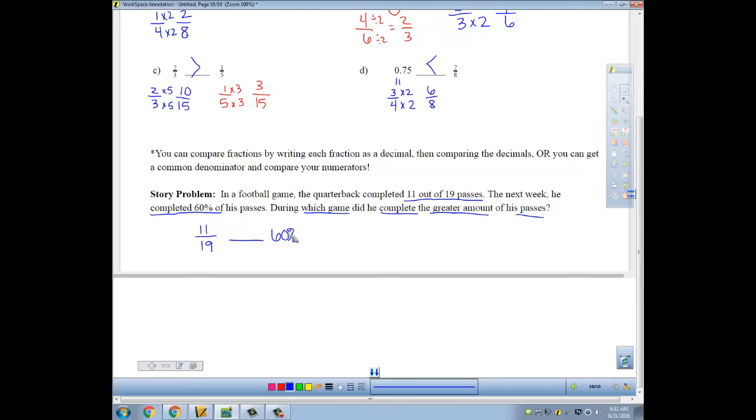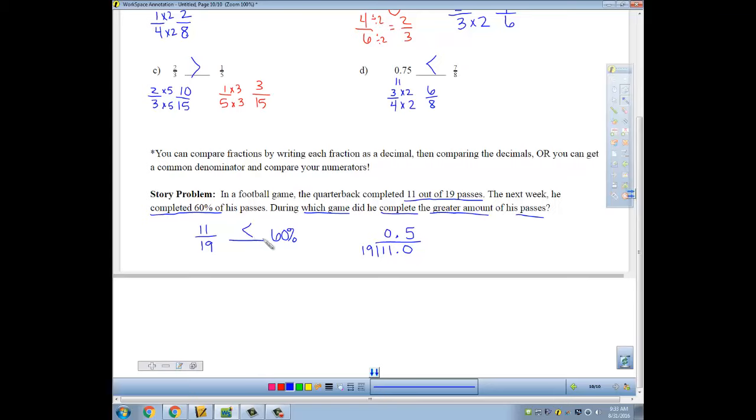So we can turn 60% into a fraction. If you want, that would be 60 over 100. But then we have some bigger numbers. So I'm actually going to turn 11 over 19 into a decimal. So use long division. 19 doesn't go into 11, so put 0 and your decimal. 19 goes into 110 5 times. And I don't even need to finish any more of this problem because I know 0.5 is 1/2. And I know that 60% is bigger than 1/2. So I know 60% is bigger.